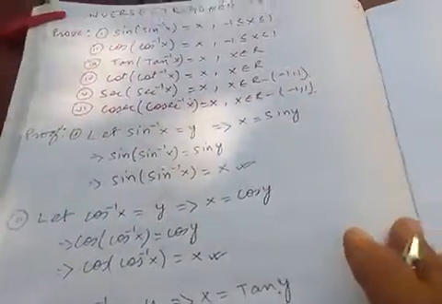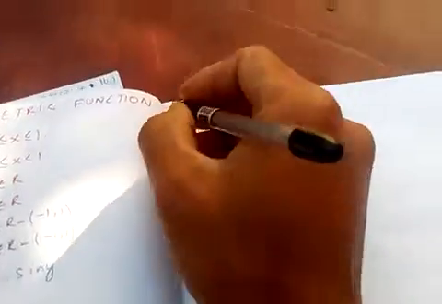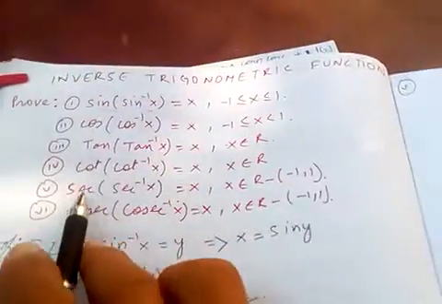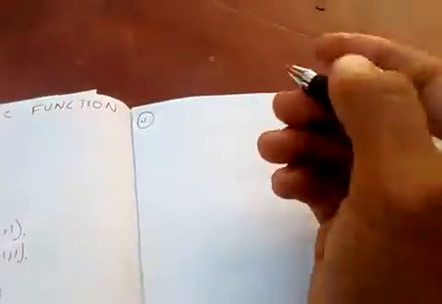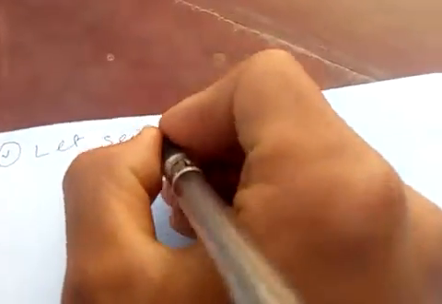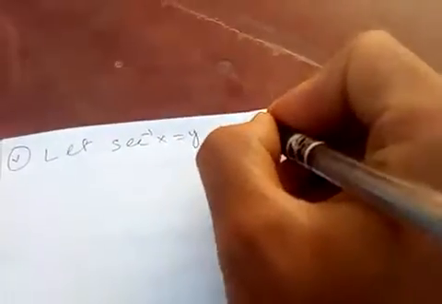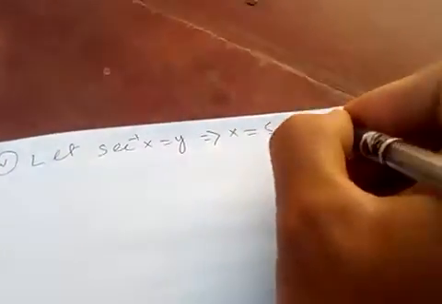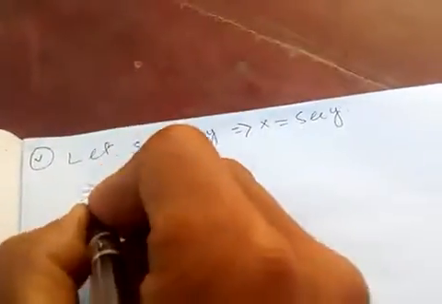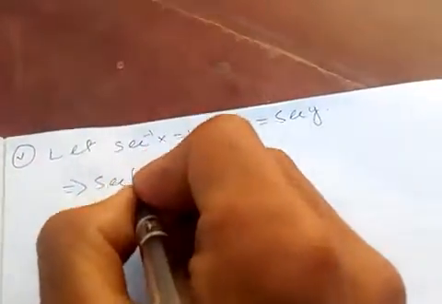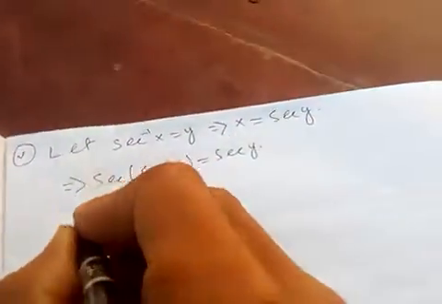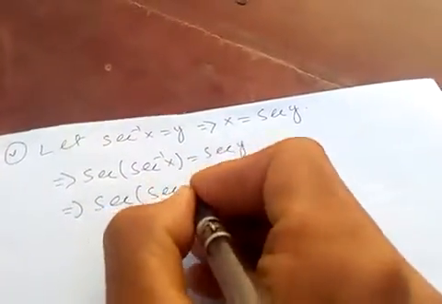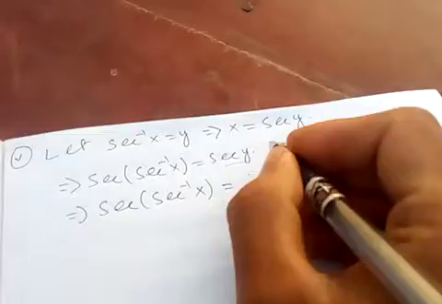And now for the fifth one, let's prove here. The fifth one is sec inverse of x is equal to x. So same thing, let sec inverse of x is equal to y, which implies that x is equal to sec of y. So this one, if you take sec on both sides, sec of sec inverse of x is equal to sec y, which is x.